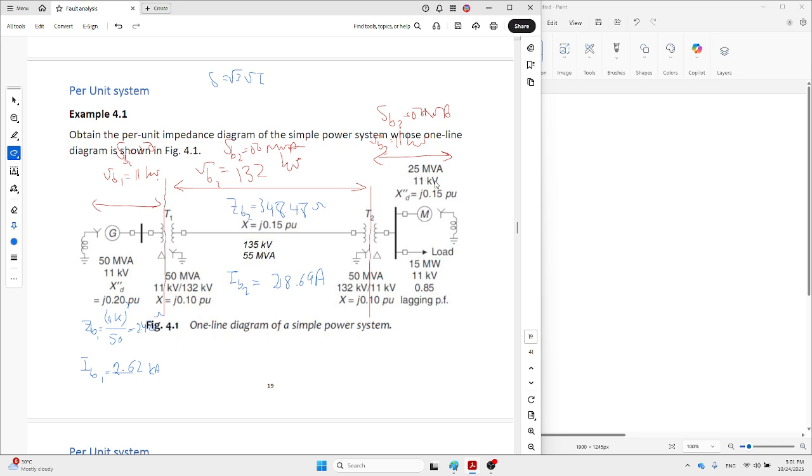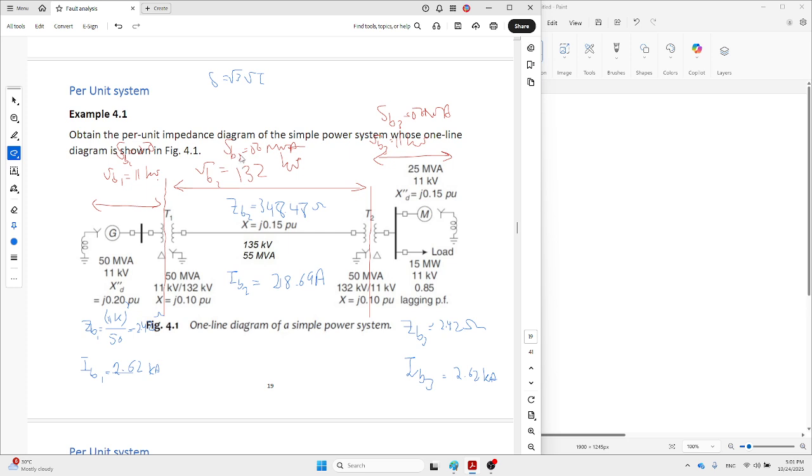And again for section 3, since the voltage is 11, the same as in section 1, and S is the same, the Z base 3 is exactly the same, 2.42, and I base 3 also comes the same way, 2.62 kilo amp. Okay, right now we have calculated all the base values.